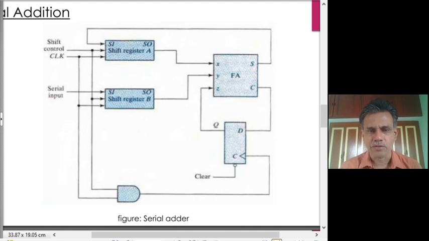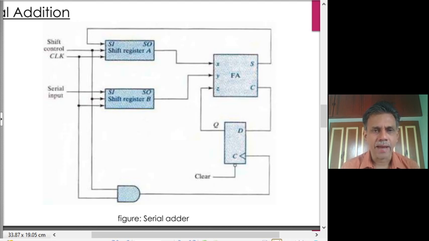In the previous lecture, we looked at the registers and shift registers. We will continue with that in this lecture also. So here we will look at the utilities of shift registers and then the universal shift registers.